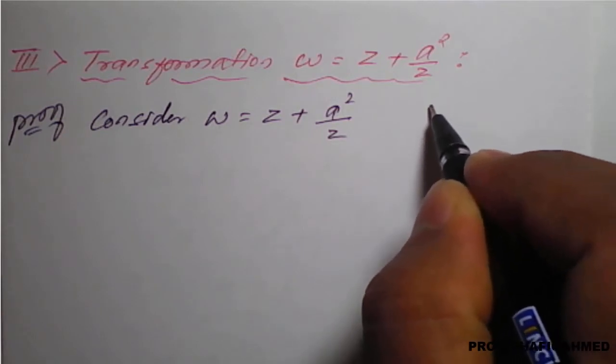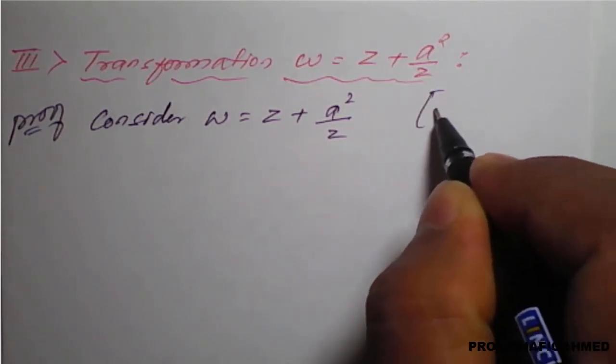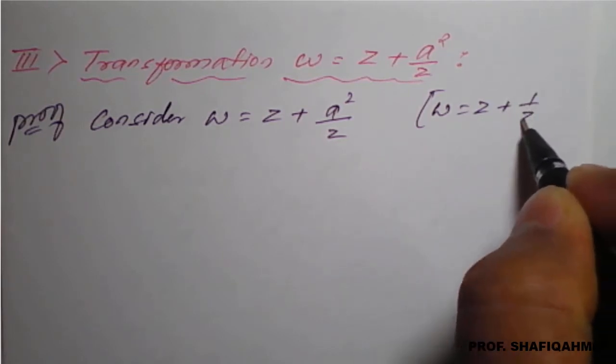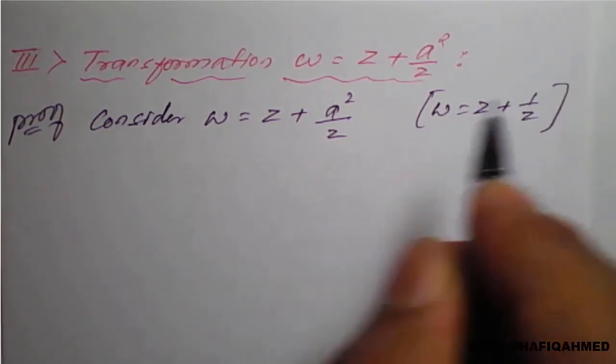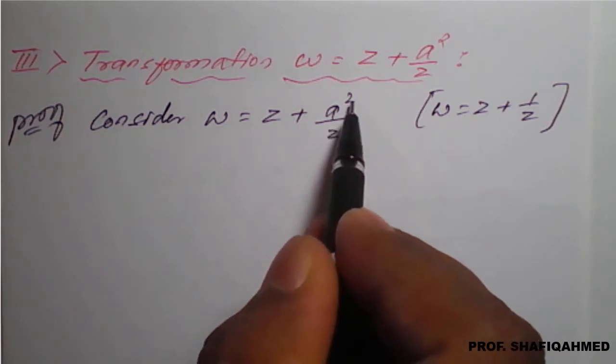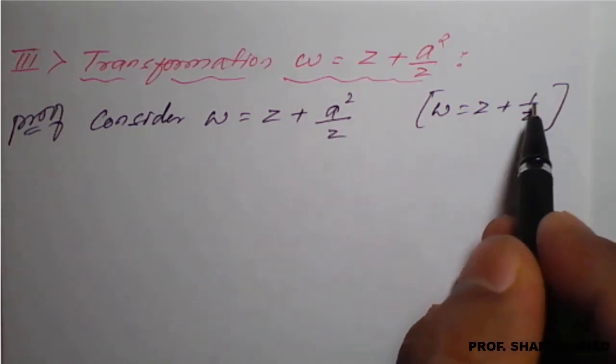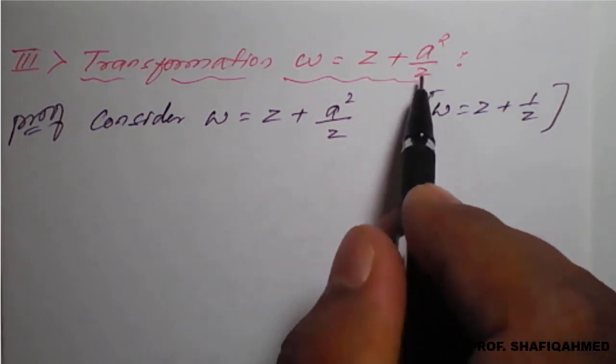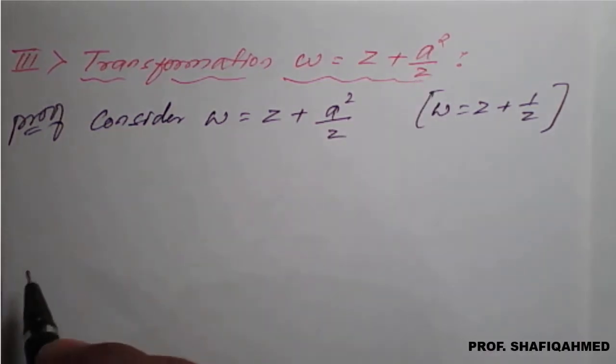Remember, the same results will hold good for w = z + 1/z also. In place of a we have 1 here, so 1 squared is 1. That's why, if it comes as 1/z, the same procedure you have to follow here.